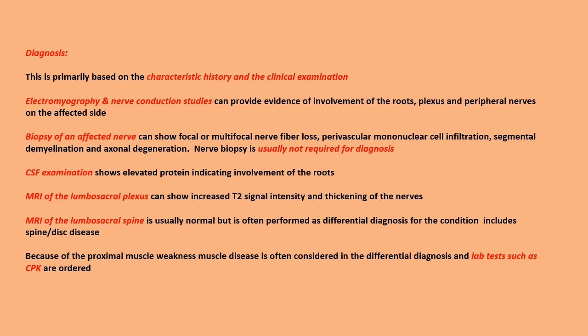CSF examination shows elevated protein indicating involvement of the roots. MRI of the lumbosacral plexus can show increased T2 signal intensity and thickening of the nerves. MRI of the lumbosacral spine is usually normal but is often performed, as the differential diagnosis for this condition includes spine and disc disease. Because of the proximal muscle weakness, muscle disease is often considered in the differential diagnosis, and lab tests such as CPK are ordered.